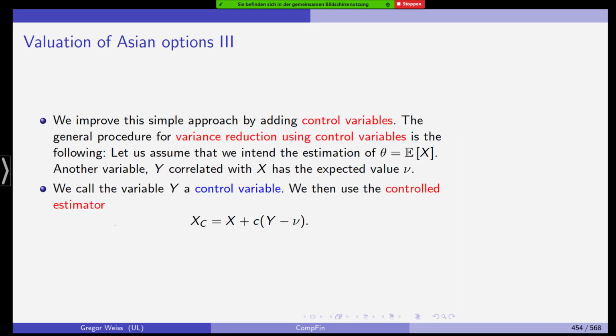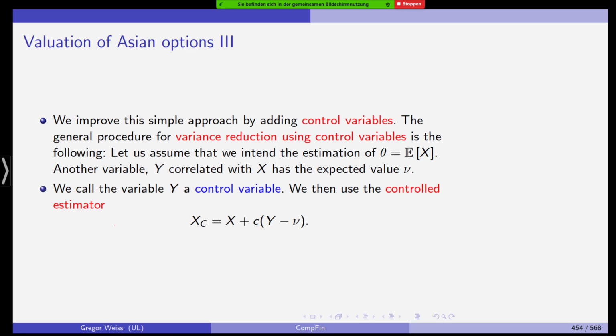Now, we want to improve this simple approach by adding control variables. And the general procedure for reducing, again, that's the ultimate goal, reducing the size of the confidence interval, reducing the variance of the estimator. And we want to do this using control variables. And the general procedure is the following.